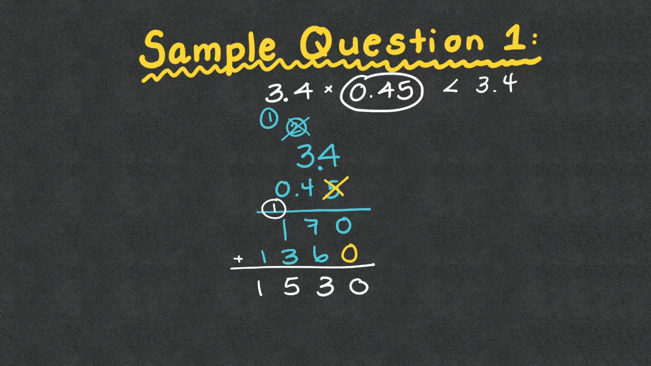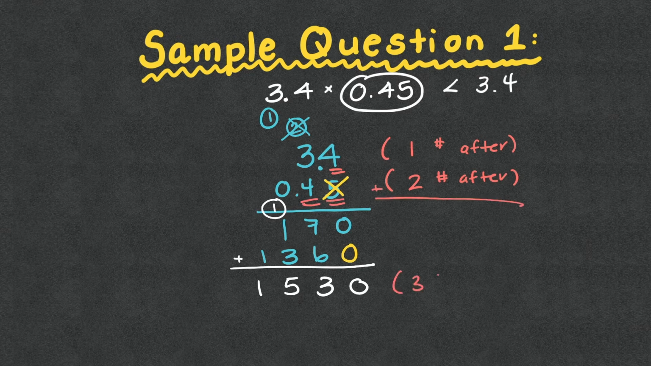Great. But again, then we use our rule. We have one number after the decimal. That's the 4. In 45 hundredths, we have 2 numbers after, the 4 and the 5, which means our total will then have 3 numbers after. So we go 1, 2, 3.